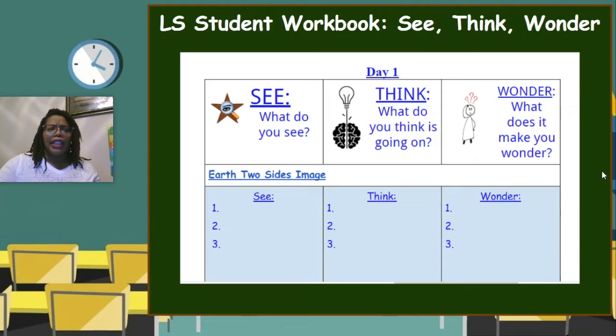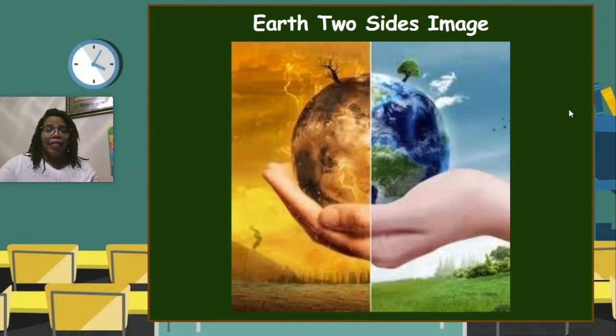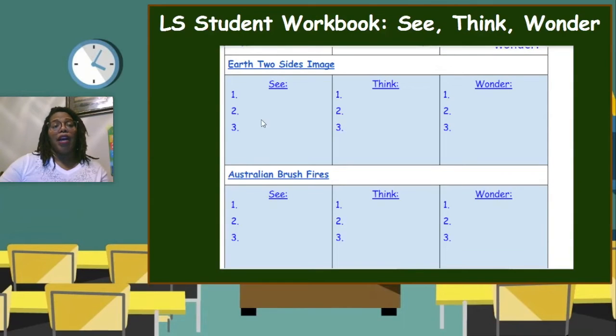All right, let's go ahead and look at the image. This is it, Earth's Two Sides. As you're looking, what do you see? What does it make you think? And what does it make you wonder? Now, if you haven't done so, type the things that you saw, the things that you thought by looking at this image, and the things that it made you wonder. After you've done that, we will move on to the next thing.